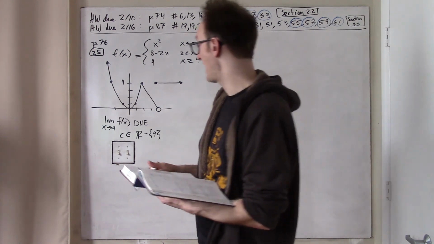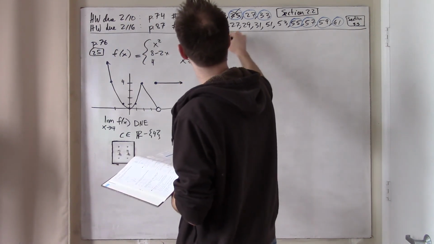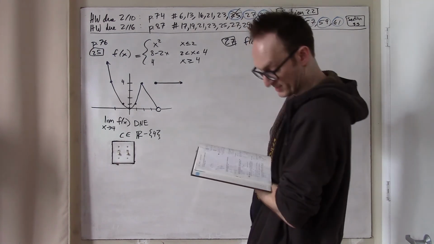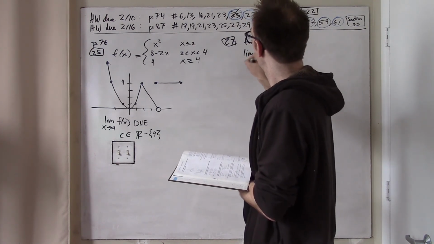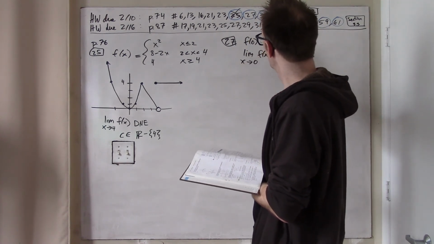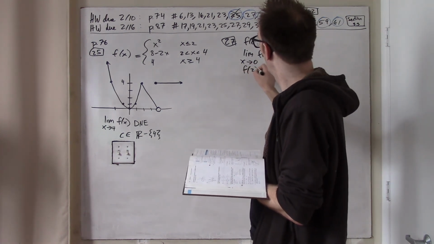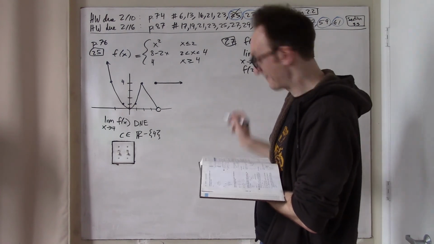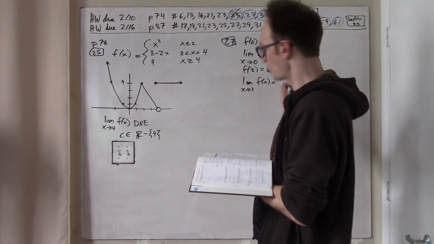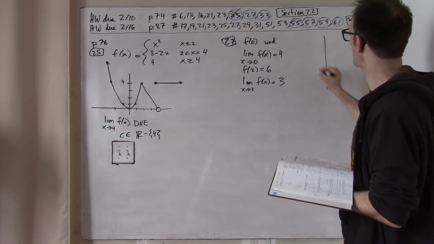Number 27 says graph a certain function. Here is what you have to do. f of 0 is undefined. Okay, check. The limit as x approaches 0 of the function should be 4. So local behavior should be 4, even though it's undefined at 0. f of 2 should be 6, but the limit as x approaches 2 of the function should be 3. Okay, I don't think this is that hard to do. Let's go.